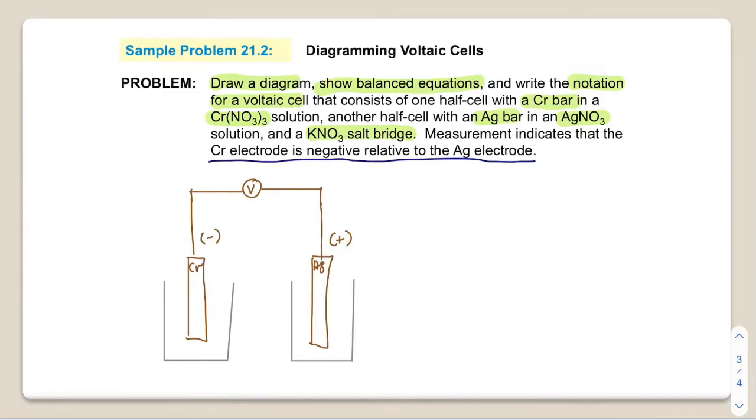And then both of these two electrodes are in the electrolyte. For the chromium, the electrolyte is the chromium nitrate. So in this solution we actually have a chromium ion and also nitrate ion. And then silver is dipped into a solution of silver nitrate, so that in this solution we actually have Ag plus and nitrate ion. Both of these two beakers are then connected by a salt bridge.